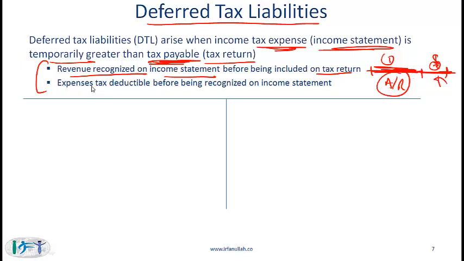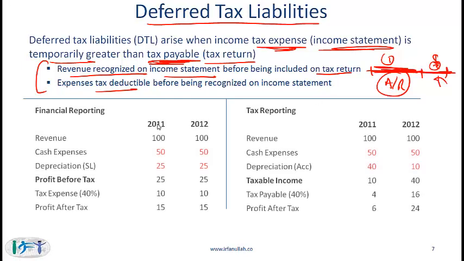The other reason is where expenses are tax deductible before being recognized on the income statement. And a classic example would be straight line depreciation versus accelerated depreciation. We have already been discussing this example, but now let's take it one step further. Again, on the left we have financial reporting, and on the right we have tax reporting.